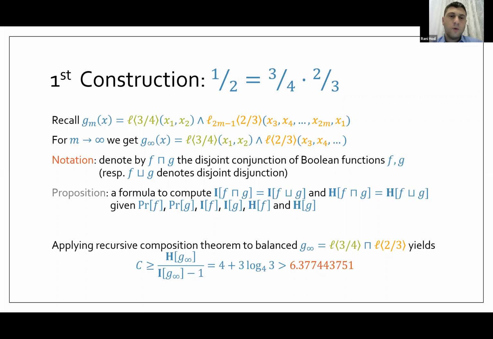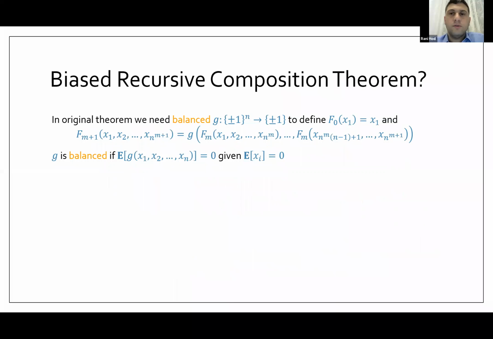All right, so what we're going to do now is try to improve the theorem. So far, we took the recursive composition theorem as given, and we tried to find a better function, g, to use in the theorem. And I'm not sure whether this is the best function, this g infinity that we have here, but we couldn't find a better one. So maybe it's time to change the tool. So let's make the tool not dependent on having a balanced function g.